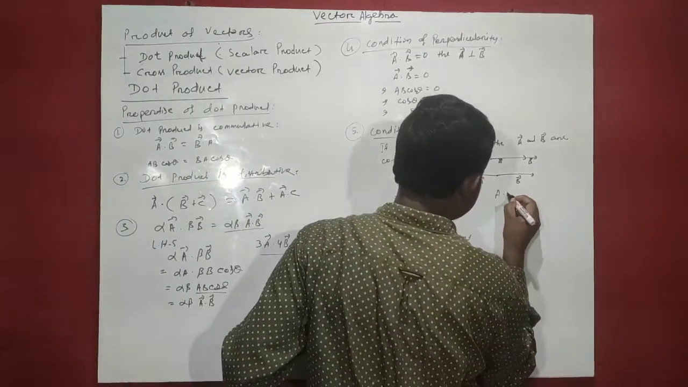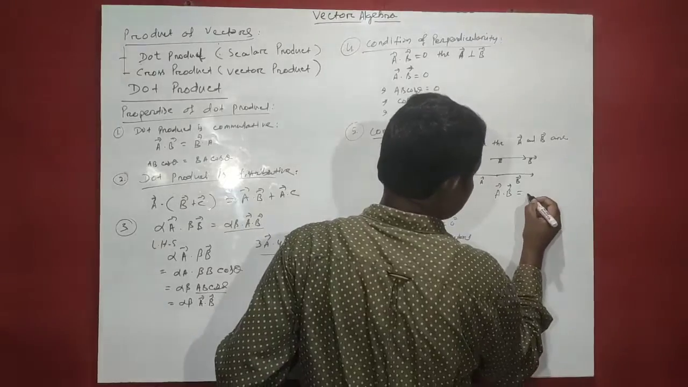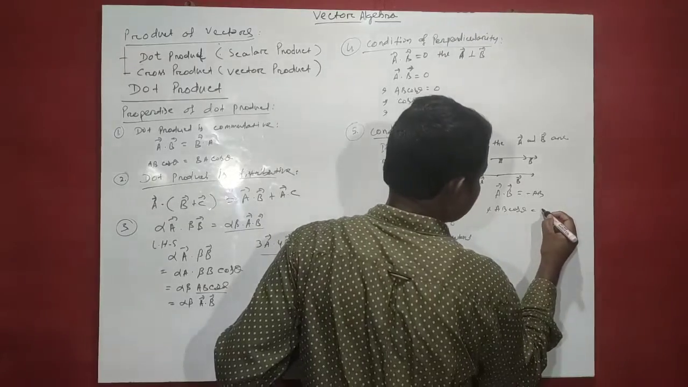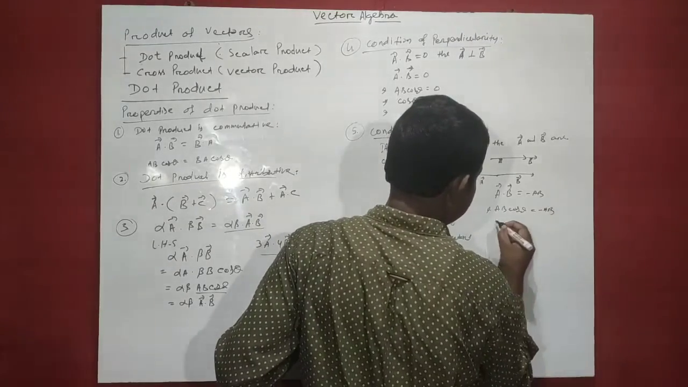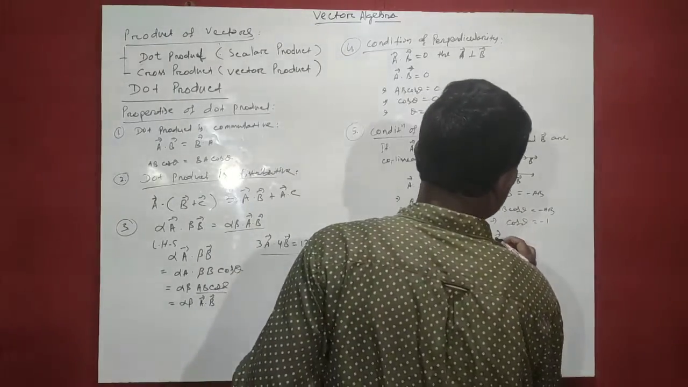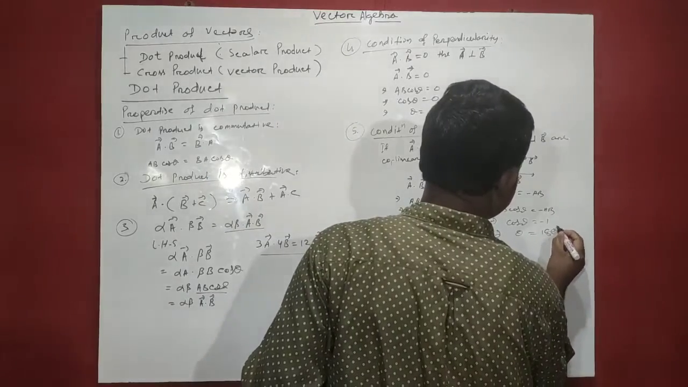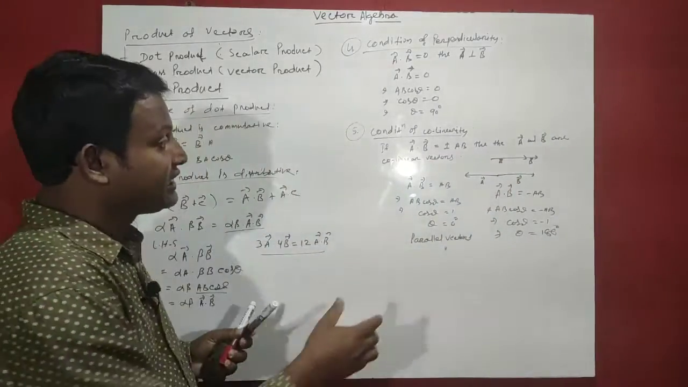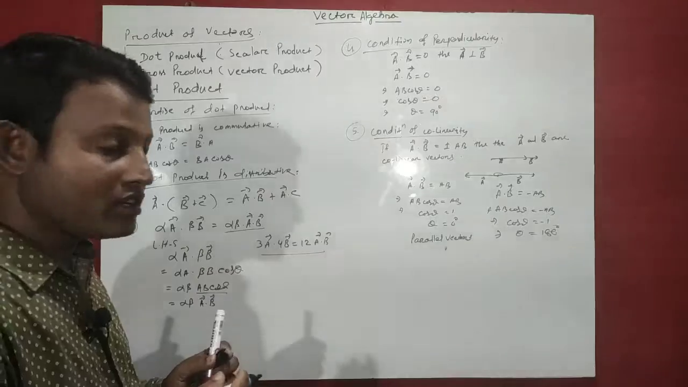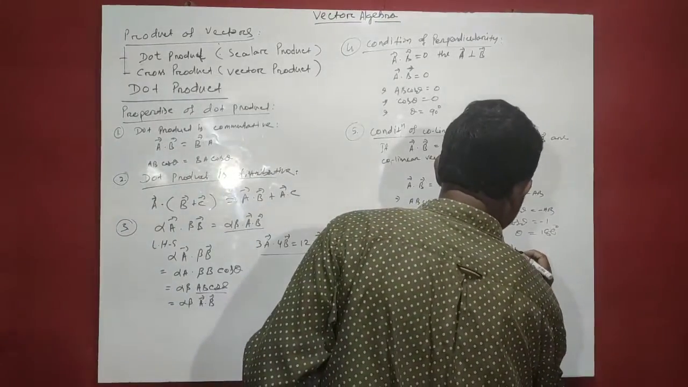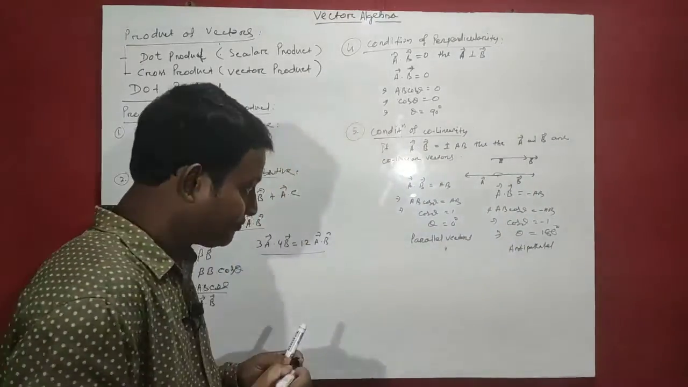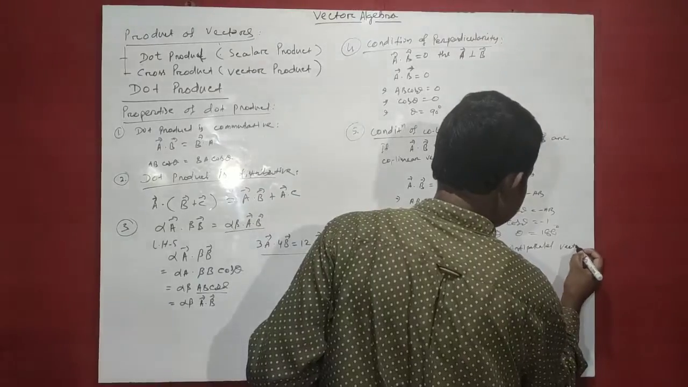Where A dot B is equal to minus AB, then AB cos theta is equal to minus AB. That means cos theta is equal to minus 1, so theta is equal to 180 degrees. These are antiparallel vectors, exactly opposite to each other.